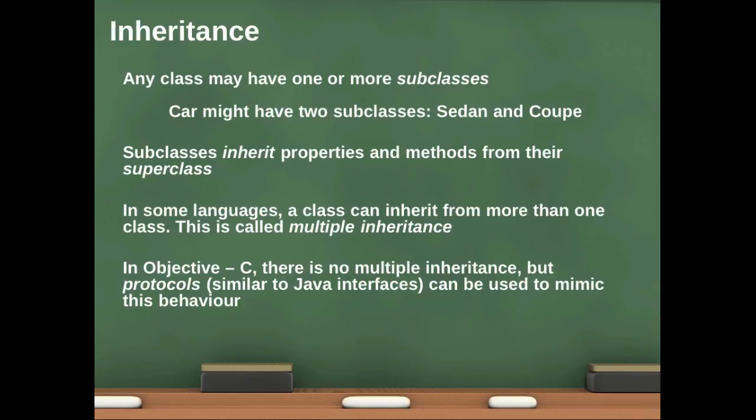In some languages, classes can inherit, they can get these properties and methods from more than one class, and this is called multiple inheritance. In Objective-C, there is no multiple inheritance. Multiple inheritance is allowed in languages like C++ and Eiffel, for example, but in Objective-C there is no direct multiple inheritance.